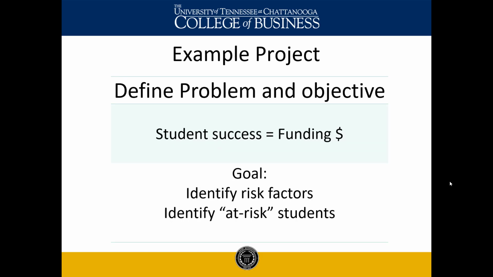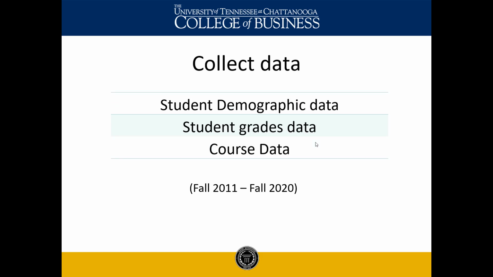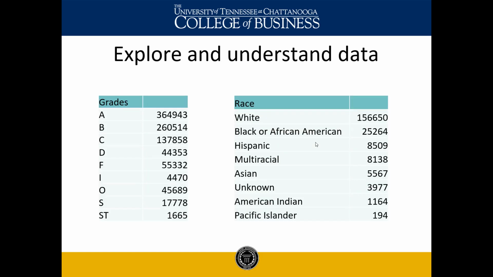So what we did was, student success is funding dollars, and of course helping students to succeed is in and of itself a good thing. So the goal is to identify at-risk factors. We have these three data sets: demographic data, student grade data, and course data. And then we calculated at risk. Then here are a couple of variables that I'm presenting. I'm not presenting the whole thing. It will take a lot of time. So we looked at grades, and here is the grade distribution.